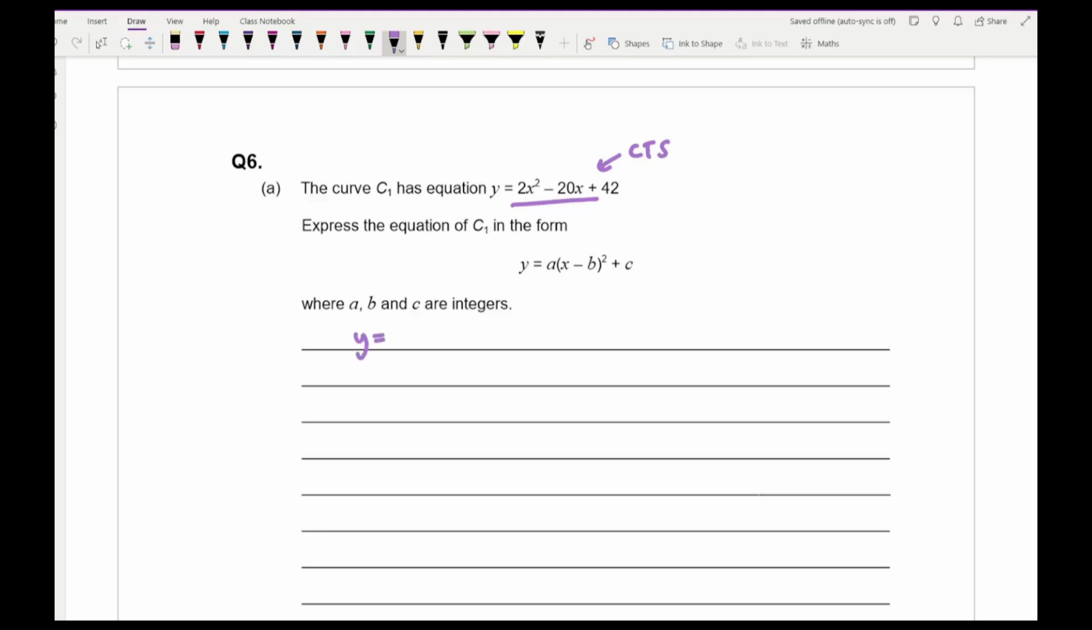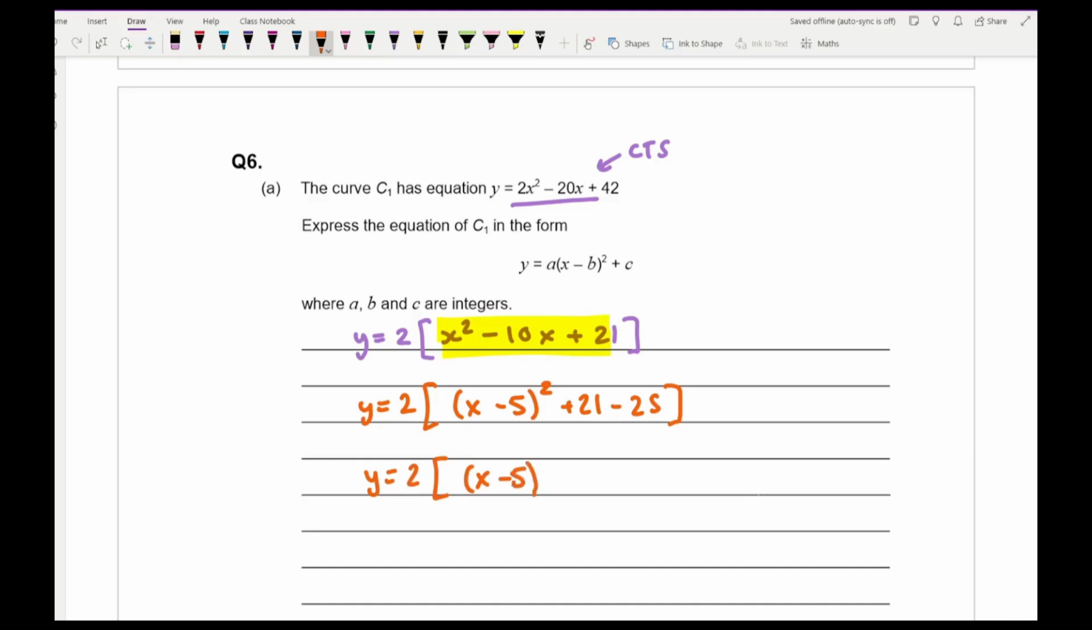So the first thing I need to do is factorize with respect to x squared. So here I take out the 2, so I'm left with x squared minus 10x plus 21. And then what I want to do is use completing the square on this quadratic expression inside the square bracket. So I've got 2, and then x minus 5 squared plus 21 minus 25. And so y equals 2, and then neatening what's inside my square brackets, I'm going to get minus 4. And then multiplying out the 2, I get y equals 2 lots of x minus 5 squared minus 8. And there we've got our form.